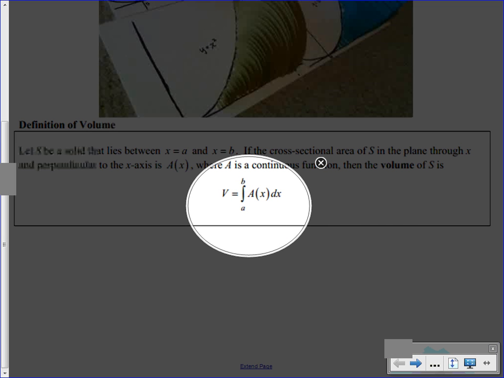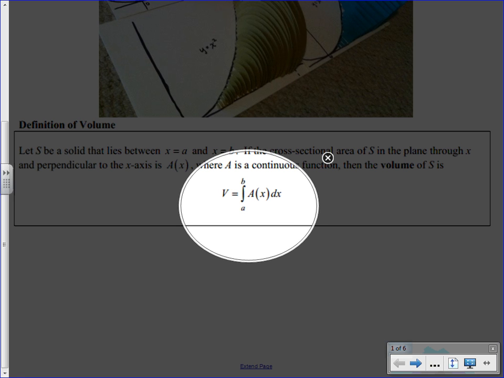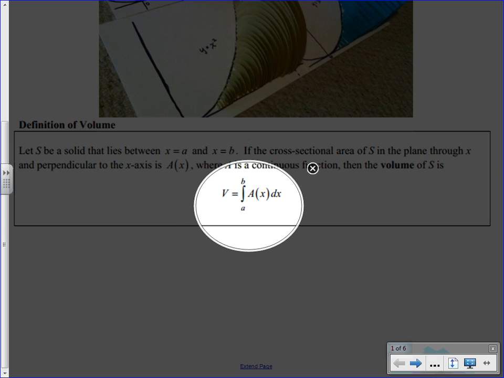Okay. Basically, we're going to sum up all of the volumes of these infinitely thin cross-sections. So if you think about area times thickness, that is how we find volume. Well, this is area times thickness. Area times thickness.